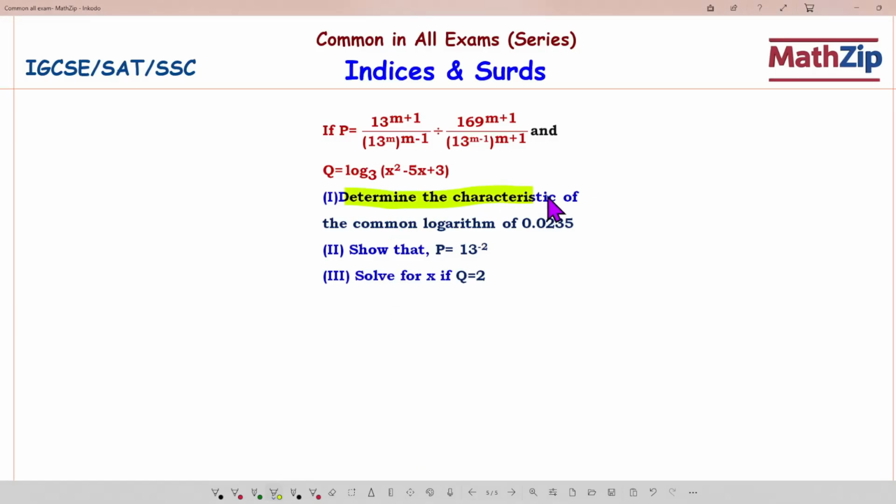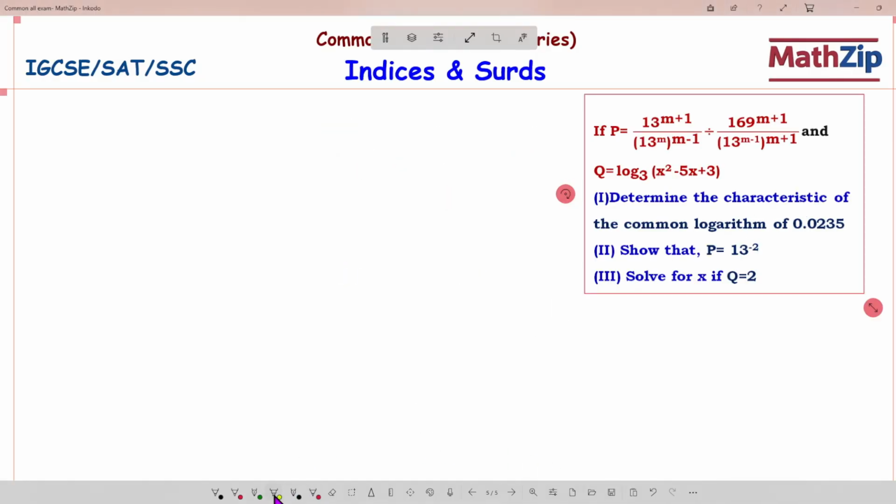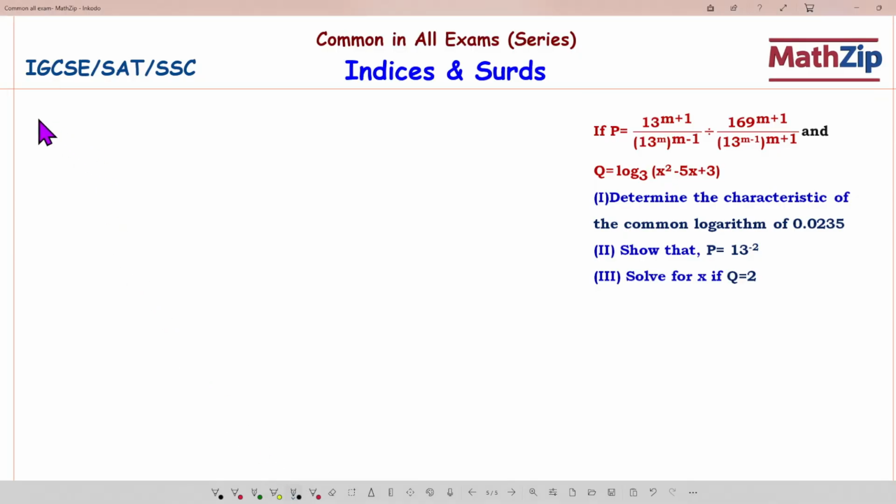Determine the characteristics of the common logarithm of 0.0235. In this video I am going to solve these three math questions given P and Q. So let's get started. First question, we have to determine the common logarithm of 0.0235. These kinds of things we can solve two ways.